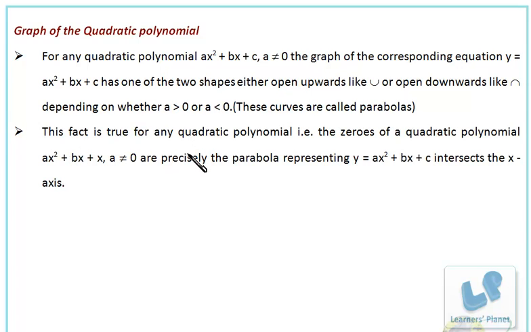Now this fact is true for any quadratic polynomial. The zeros of a quadratic polynomial ax square plus bx plus c, where a is not equal to 0, are precisely the x-coordinates of the points where the parabola representing y equals ax square plus bx plus c intersects the x-axis, right? Now let's see how.